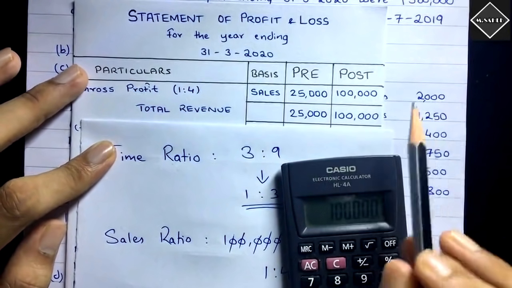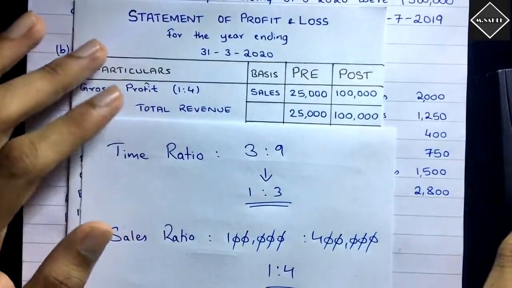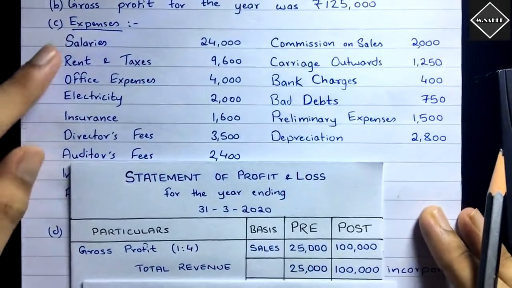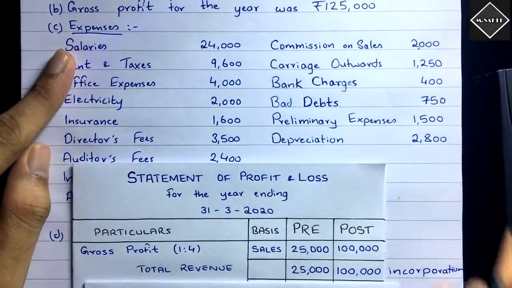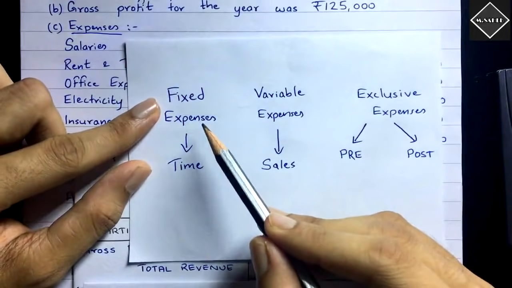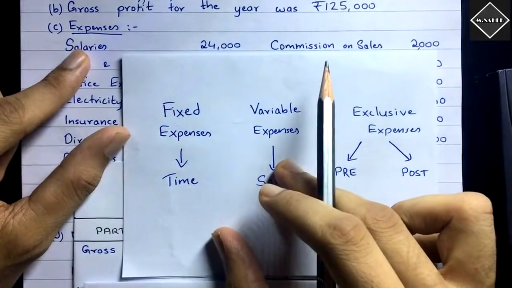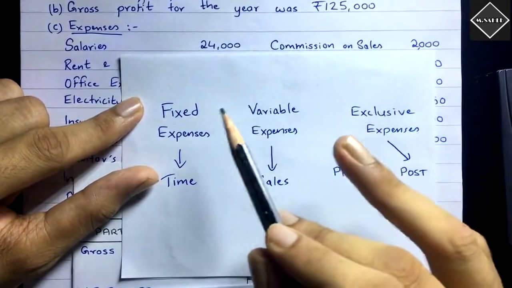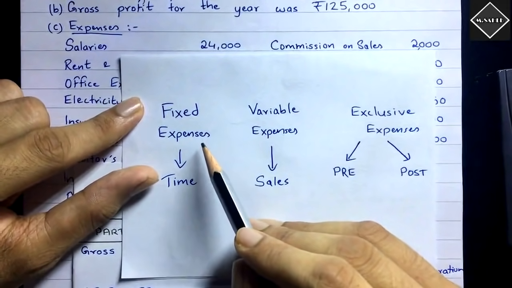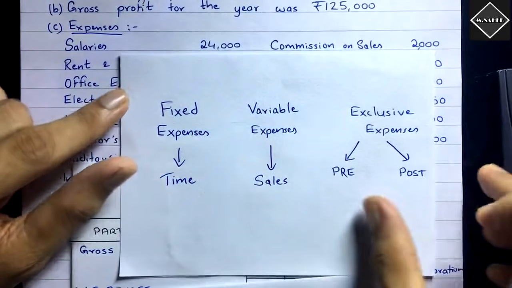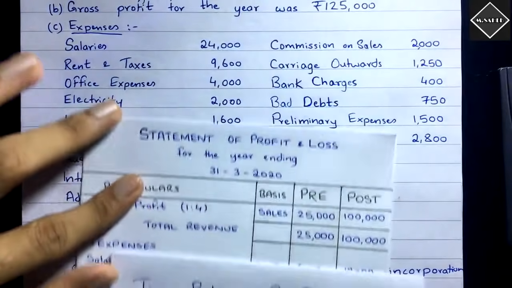You understood, right? And then you have to go on deducting all the expenses that are given in the question. See the expenses. Salaries. Now tell me, what are salaries? Salaries is a fixed expense. Why is that? Because salaries are paid on a regular basis, every month. It is not connected with the sales. You have to pay the salaries of the employees, so it is a fixed expense, and you have to do it in the time ratio. So I have done that.